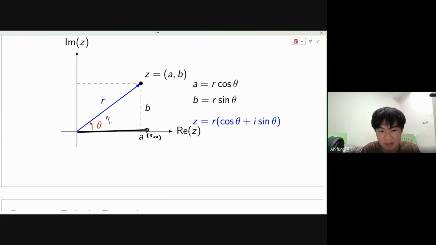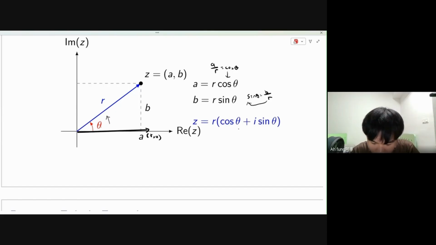And we know cosine theta is the adjacent divided by the hypotenuse, so A over R is equal to cosine theta. We multiply both sides by R, then we get this result. Sin theta is the same thing. Sin theta is B, the opposite, divided by R, the hypotenuse. And we will get the result R sin theta is equal to B.